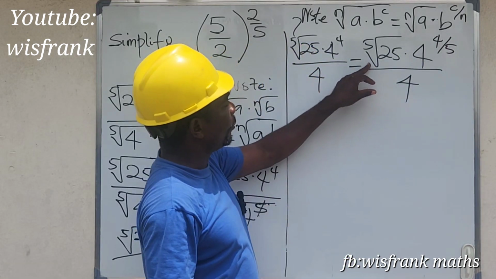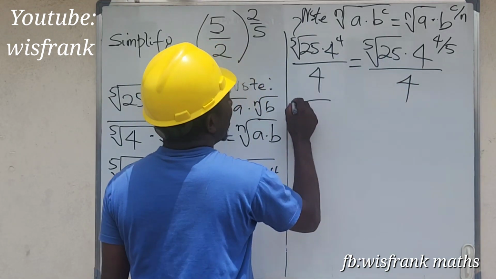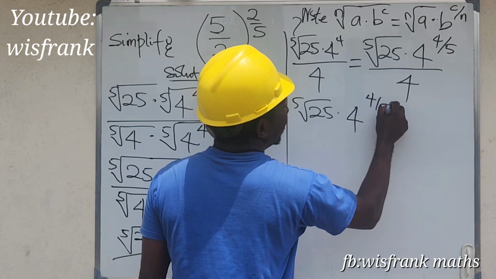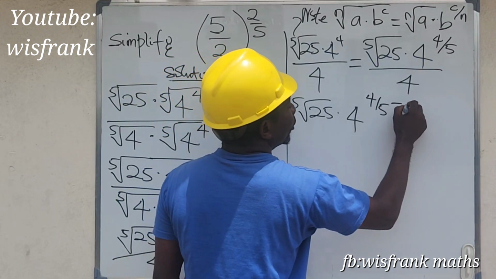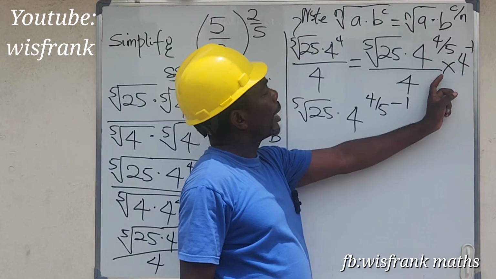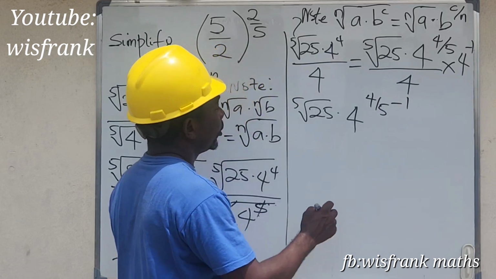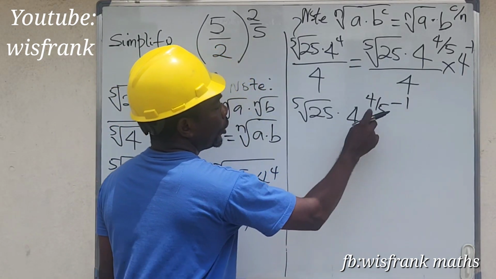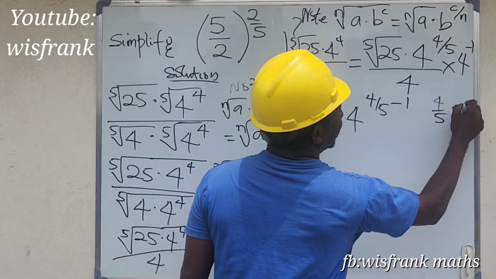So in this case, the 5th root covers only 25. So here, this will become the 5th root of 25 times 4 raised to the power of 4 all over 5. Then this 4, we take it off, is going to be minus 1. So this 4 is the same thing as 4 times 1 times 4 raised to the power of minus 1. So we have 4 raised to the power of 4 all over 5 minus 1. So here the power will be 4 all over 5 minus 1.